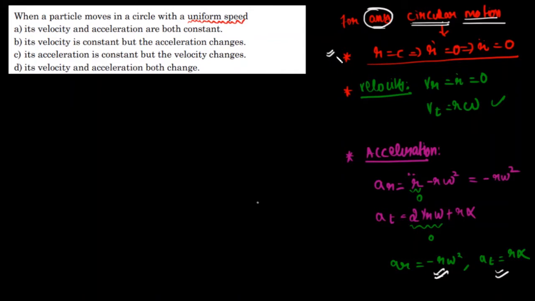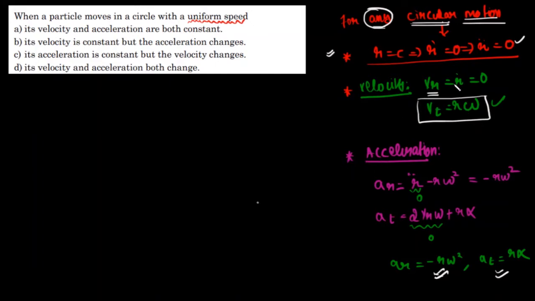This is a very simple condition. Radius will be constant, so obviously r dot, the first derivative, will be 0, and the second derivative is also going to be 0. Since the first derivative is 0, radial velocity has become 0, because radial velocity is r dot. So we will have only tangential velocity. In the case of circular motion, there is no radial velocity.